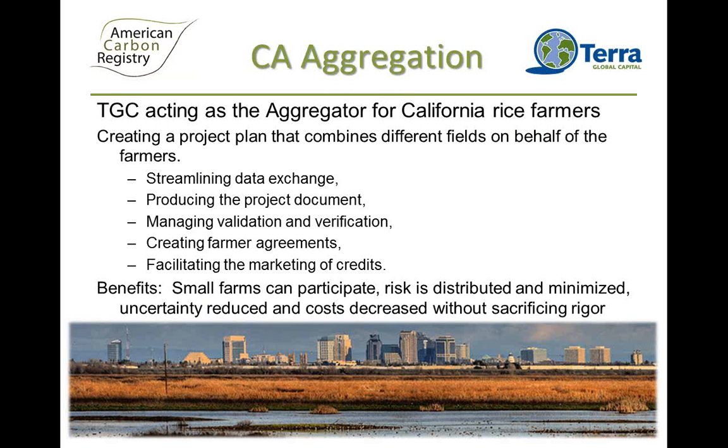So what we're doing in California is Terra is acting as an aggregator. We are creating a project plan that contributes different fields on behalf of the farmers, so we are acting as a farmer collective. What we're doing is streamlining the data exchange. We're producing a project document. If the methodology is a cookbook of how to measure carbon, the project document is the cake. That's what is given to the verifier, showing the emission reductions.